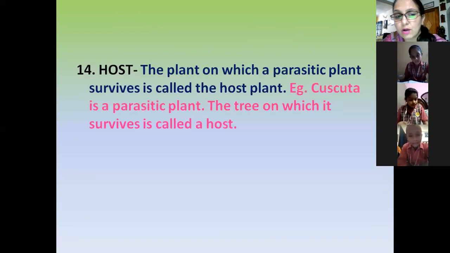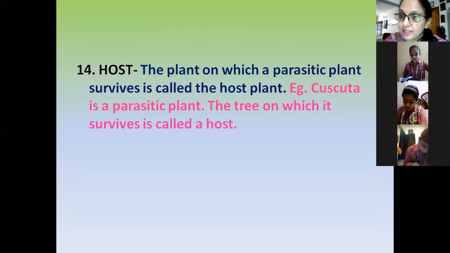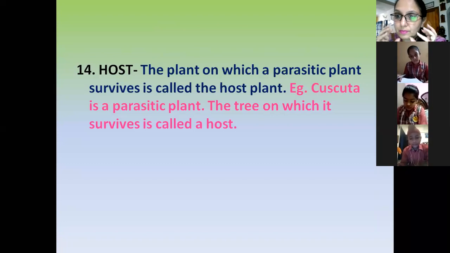Now, sometimes there are certain plants which don't have chlorophyll in them. They cannot prepare their own food without chlorophyll. So what do they do? They become a parasite on some other plant. The parasite climbs onto some other plant, and that plant is called the host plant.